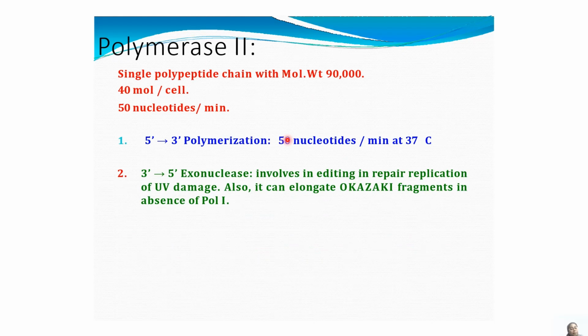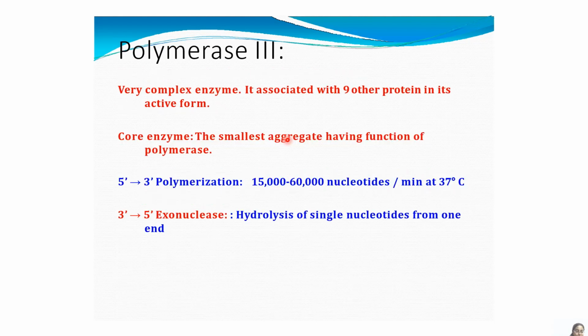For polymerase 2, we have the 5' to 3' polymerization activity, and 3' to 5' exonuclease activity involved in editing and repair of UV damage. Also, it can elongate Okazaki fragments in absence of polymerase 1. Polymerase 2 is a very complex enzyme. It is associated with 9 other proteins in its active form. The core enzyme is the smallest aggregate having function of polymerase, 5' to 3' polymerization and 3' to 5' exonuclease.